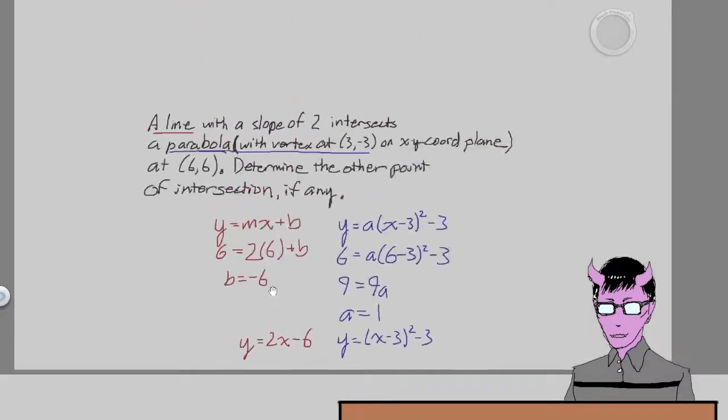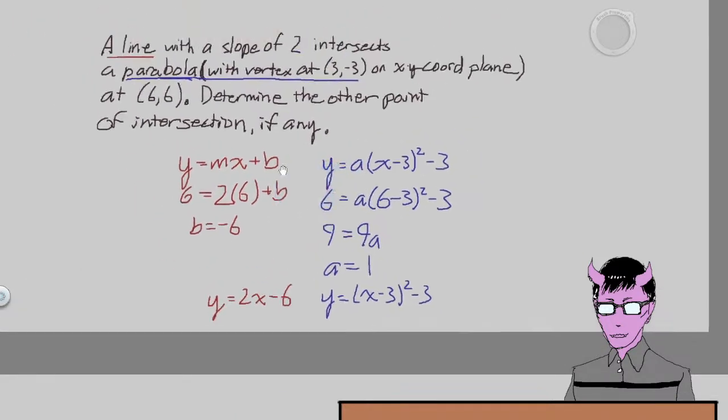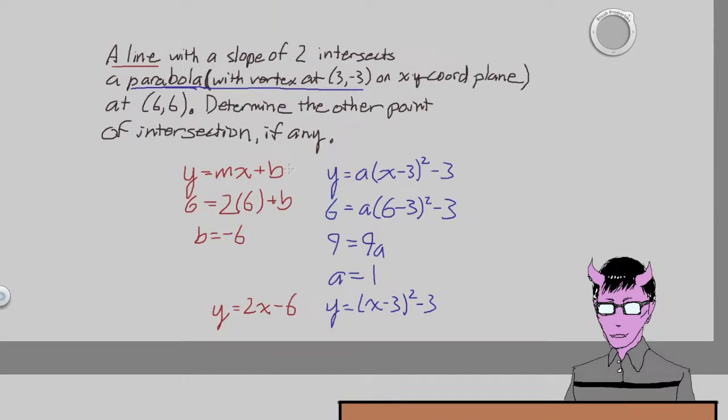Right there. What are we supposed to do? I kind of forgot. We are supposed to determine the other point of intersection, if any. Oh, okay. Okay, that's not too bad. How do we do that?